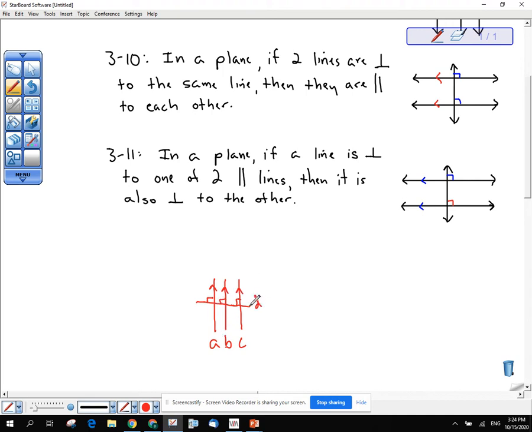So how are A and D related? You got 2 choices. They're either going to be parallel or perpendicular. Obviously, these are perpendicular. That's all they're asking for in 14 through 21.